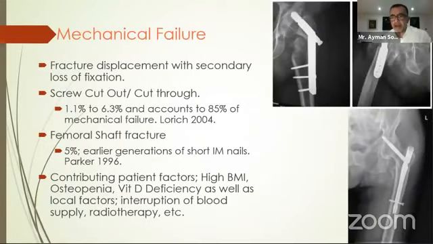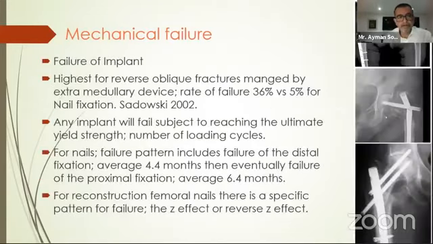What about mechanical failure? This is what we worry about day in, day out. Is this fixation going to fail? So, fracture displacement with secondary loss of fixation. Now there are two separate entities, what we call screw cutout or cut through. Cutout is a circular movement with damage of bone of the femoral head and going into the acetabulum. And cut through is usually a perforation. This could be associated with nails as well. Contributing factors are the patient's high BMI, osteopenia, vitamin D deficiency, as well as local factors, lack of blood supply, radiotherapy.